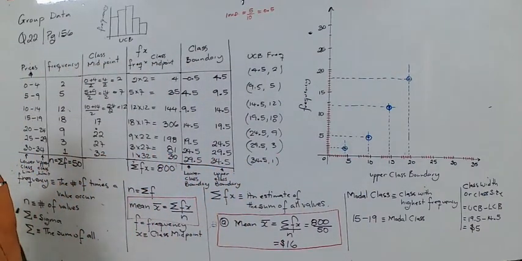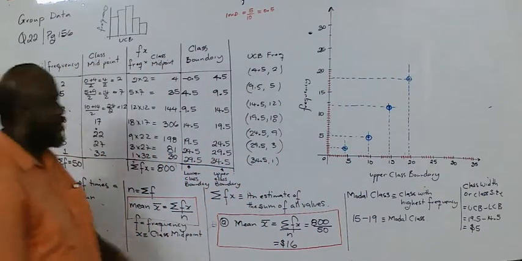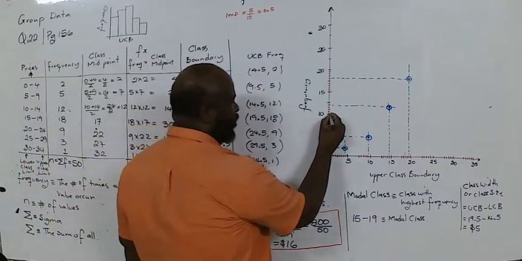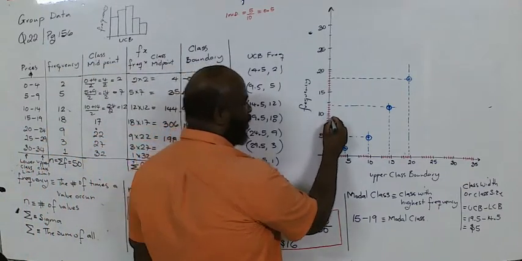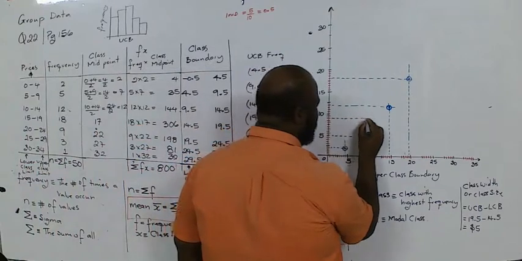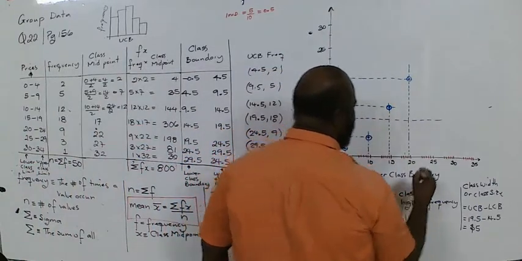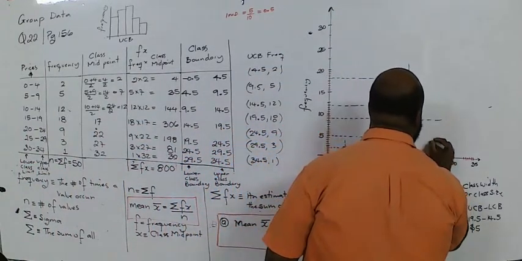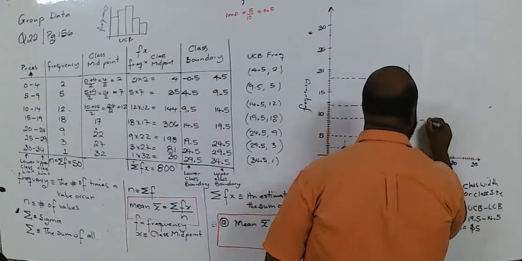24.5 corresponds to 9. So 9 would be what? Below 10 you have what? 9.5 and then what? 9. This is 9. And 9 corresponds to 24.5. That's there.